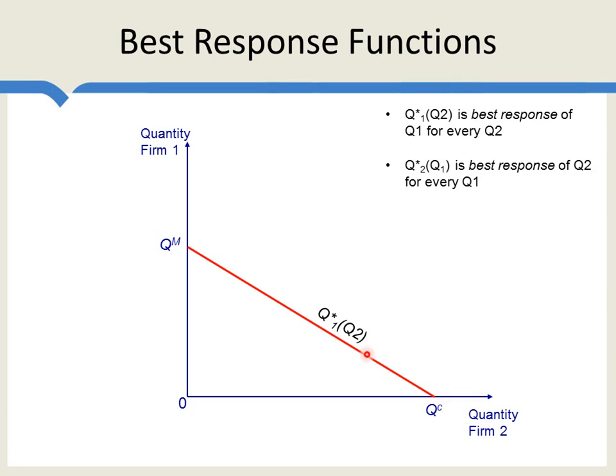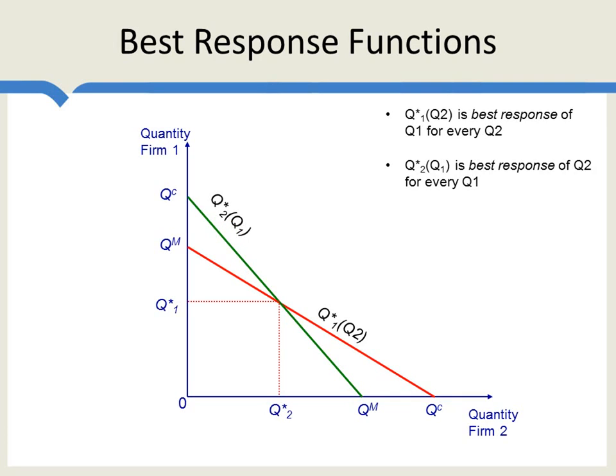For any other output, this red curve tells us the optimal amount of production for firm 1 given any output produced by firm 2. Similarly, there's a similar curve for firm 2. This tells us the best response of firm 2 given any output produced by firm 1.